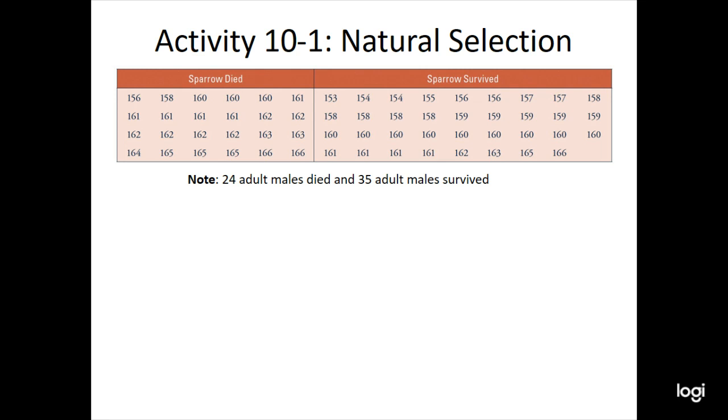Okay, so he looked at lots of different characteristics, and you'll see some more examples in your homework from topic 10. But here we've got data where he sorted and he measured the total length of the sparrows in millimeters from the tip of the beak to the tip of the tail. And he did that for the 24 adult males that died and the 35 adult males that survived. Okay? All right, so that's our scenario. And what we want to do is we want to see if there's any difference between the sparrows that died and the sparrows that survived. Okay?